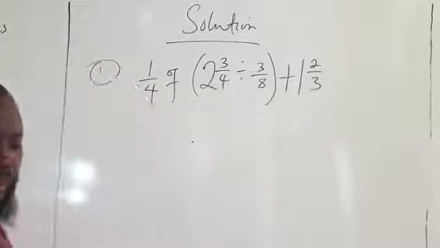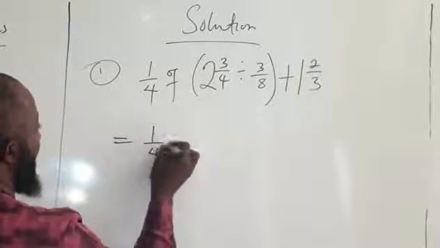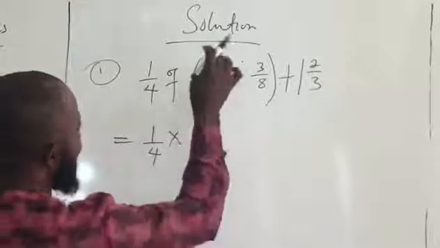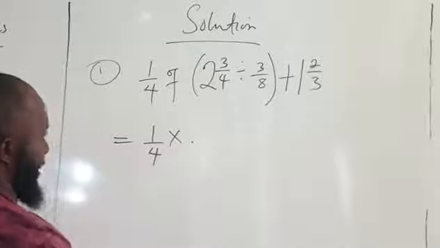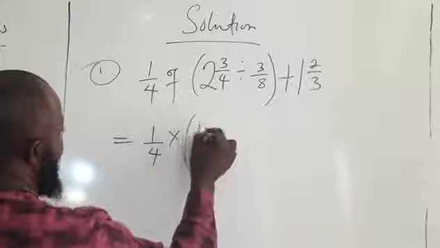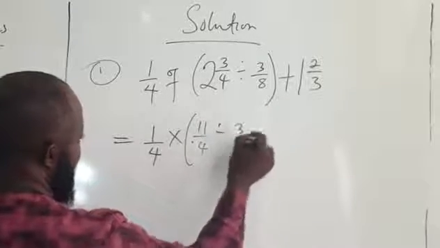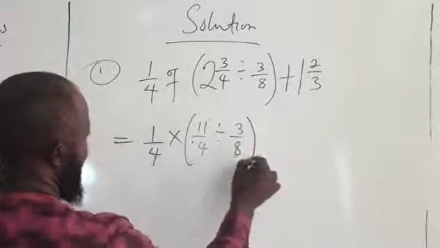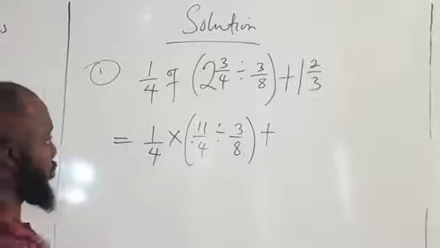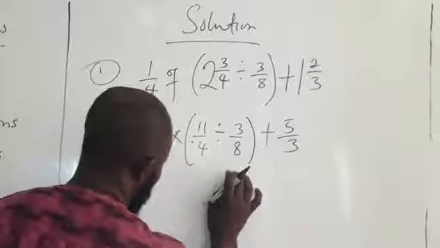So how are we going to do this? It's very straightforward. So what are we going to do first? That is 1 over 4 multiplied by, then this one we have inside the bracket here. We can change this one to improper fraction. 2 times 4, that is 8 plus 3, that is 11 over 4, divided by 3 all over what? 8. Right? We close it, plus, change this one again. 1 times 3 is 3 plus 2. That is what? 5 over 3. Right?